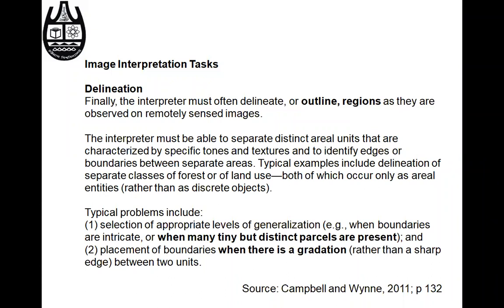Another one is, sometimes between two land covers, the boundary cannot be very sharp. Maybe it is a grassland, or maybe it is shrubs, or maybe it is a forest. Sometimes it is water, or it is not water, it is a beach area. So the gradation between two land covers sometimes creates some problems to delineate your particular area. So these problems may also arise during the image interpretation task.